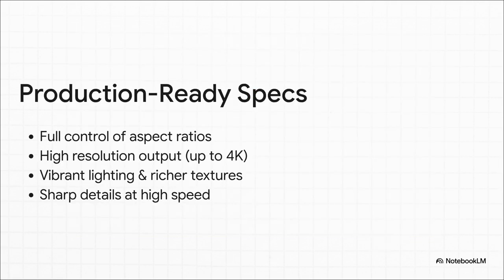The final images are also getting a major professional boost. We're talking complete control over aspect ratios, so you can create for any platform you want. The model's also delivering way more vibrant lighting and richer textures, and the details stay super sharp. But the real headline for the pros is the resolution, which now goes all the way up to 4K. Yup, that's the number that makes a professional's ears perk up. These aren't just tiny web-only images anymore. We're talking high-res assets that are ready for actual production work. Print, video, you name it.